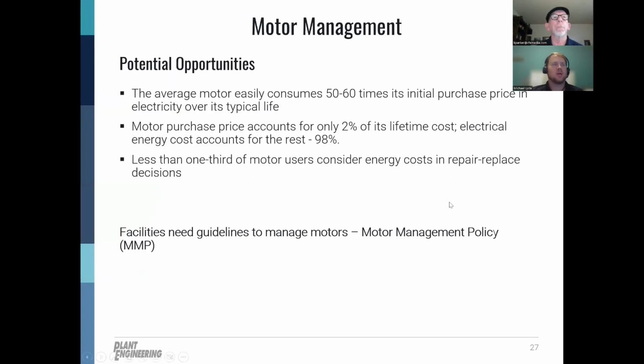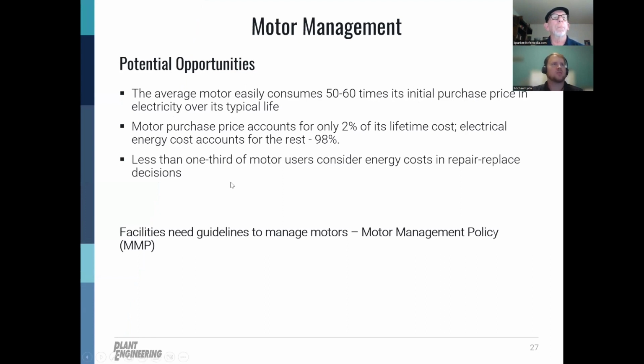A good motor management system should make life easier, definitely for you, or if you're the maintenance folks, or if you're not, then make it easier on your maintenance folks. It's going to reduce your costs, reduce your inventory, and reduce energy usage. And then, all of that leads to reduced downtime also.